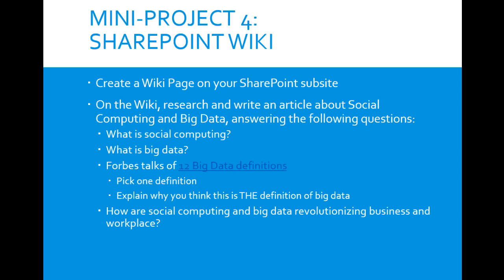SharePoint. On the wiki, you'll be posting the research that you'll be writing, an article about social computing and big data. And you'll be answering these questions. What is social computing? What is big data? And then on the Forbes site, there are 12 big data definitions. You are to pick one of those 12 definitions and explain why you think this is the definition of big data. And then you are also to answer how social computing and big data are revolutionizing business and the workplace. So all that will be posted on your wiki.